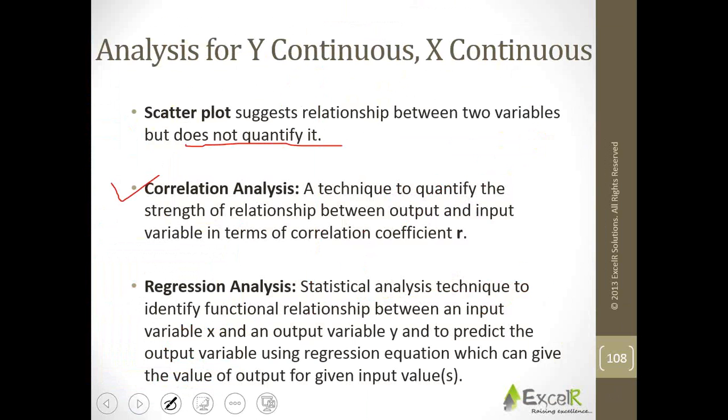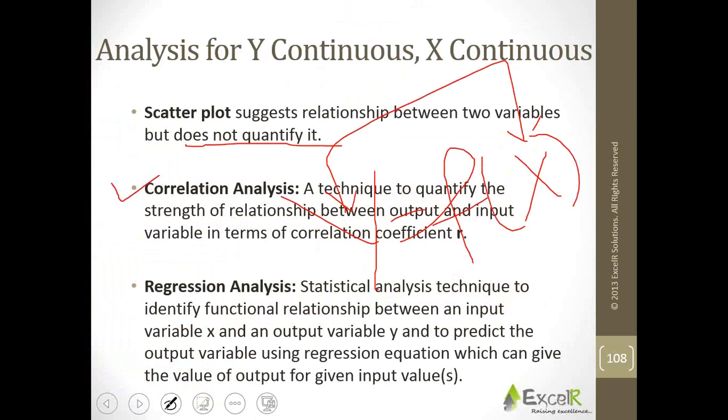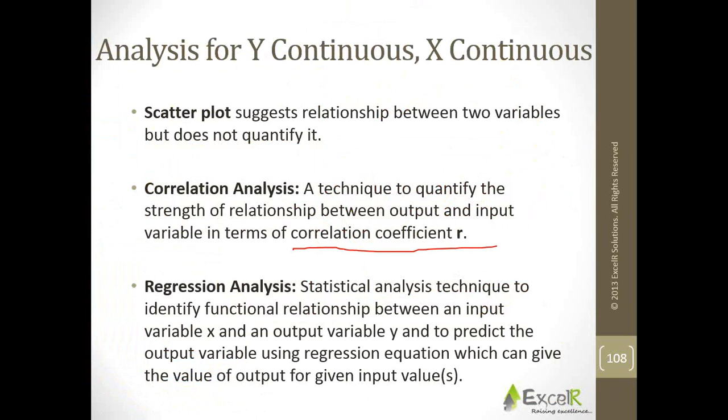This is a technique to quantify the strength of the relationship between the output and input. Y is equal to f of x. What is the strength of the relationship between y and x? You can quantify it using correlation analysis, with something called the correlation coefficient, the Pearson correlation coefficient, represented by small r. After this, if the strength is also good, then you go ahead with regression analysis. It is a statistical analysis technique to identify the functional relationship between an input and an output.